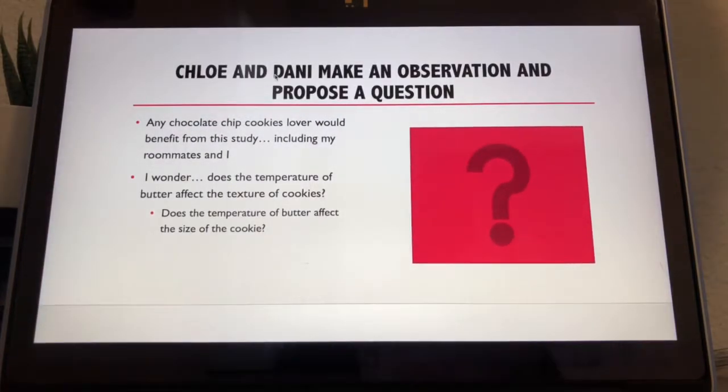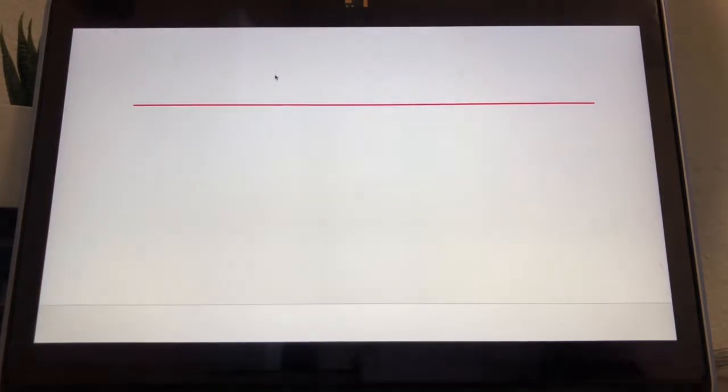My roommate was actually able to help me, which is why it says, Chloe and Danny make an observation and propose a question. So one of the questions we asked is, does the temperature of butter affect the textures of cookies? Does the temperature of butter affect the size of the cookie?